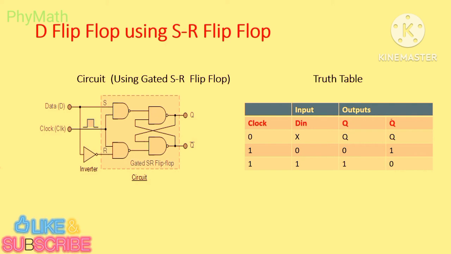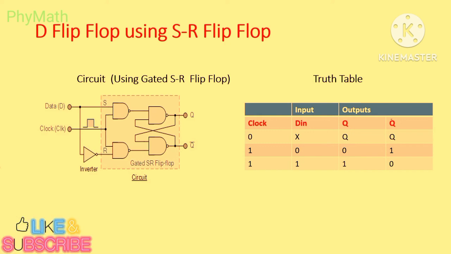Now before going to check these two conditions, that is when D equals to 0 and D equals to 1, let's check if suppose clock equals to 0, because as I told you, we are using our positive edge triggered clock, means our clock should be equal to 1, then and then only our output will change, that is Q and Q bar. Now if suppose clock equals to 0, then what will happen?